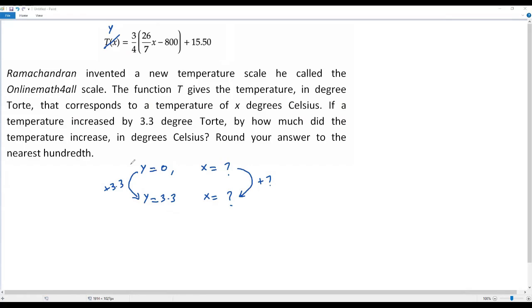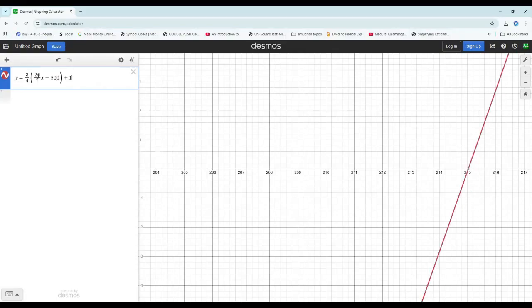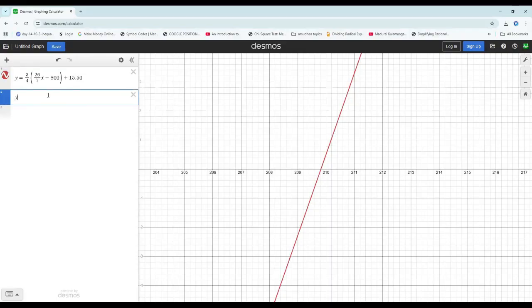Okay, now let's go to the Desmos graphing calculator. Here we have the Desmos graphing calculator and now let me give the equation as input. That is y equals 3 over 4 times 26 over 7 times x negative 800 positive 15.50. Here I got the graph of the equation. It's a straight line. Now let me take the first value of y, that is y equals 0. Then we get a horizontal line over here and we got the value of x when y equals 0. Now let me note down this value.